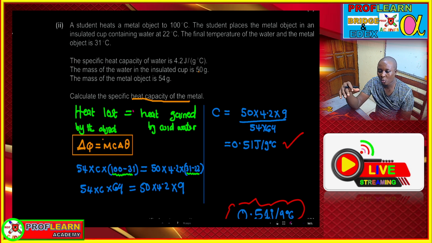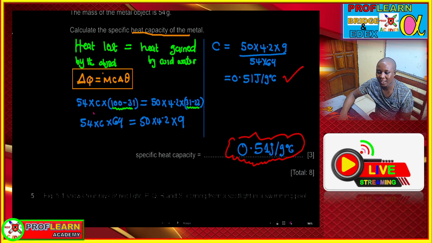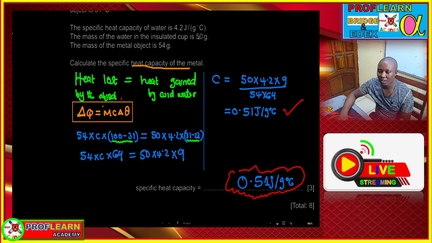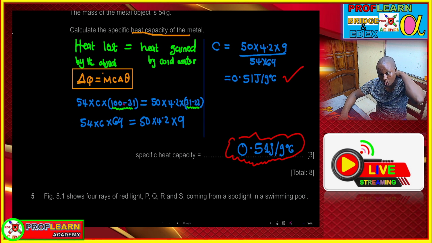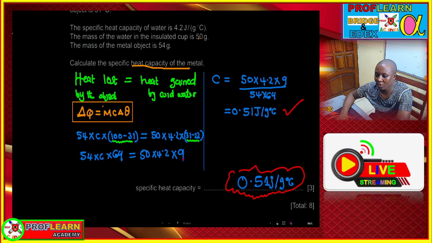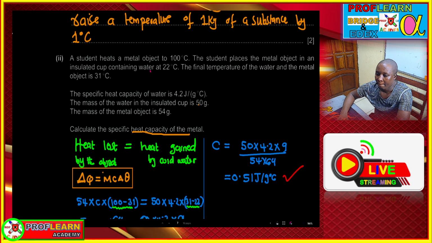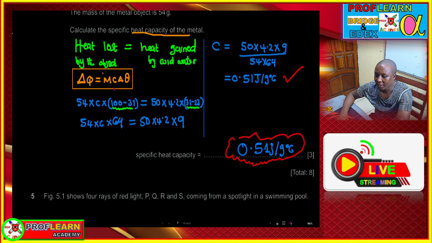So if you are going to work out a question like that, you need to remember the assumption that heat lost is equal to heat gained. And the heat lost is the heat lost from the metal. So you take 54 times the specific heat capacity of the metal times the temperature change of the metal. The metal was at 100 degrees Celsius, so it cooled to 31, meaning there was a temperature change of 69. Then that should equal the mass of water times the specific heat capacity of water, and the temperature change of water from 22 to 31, which is 9.